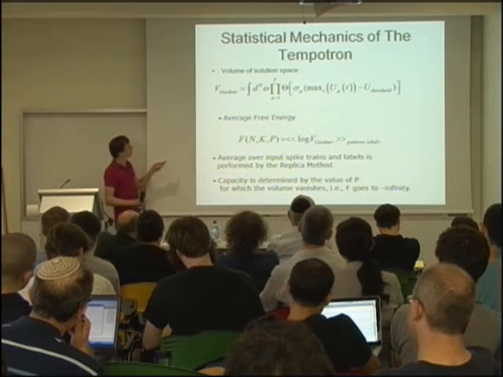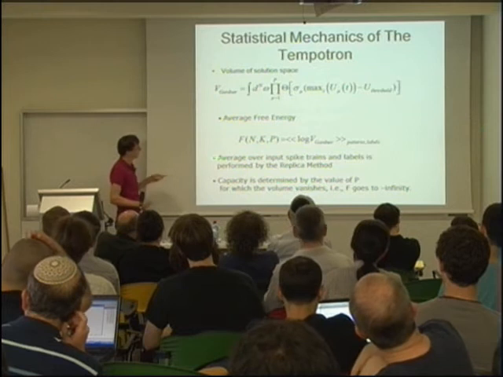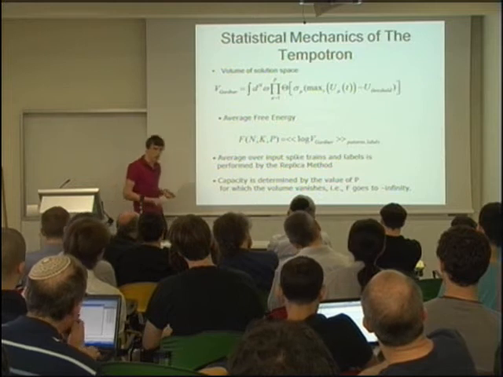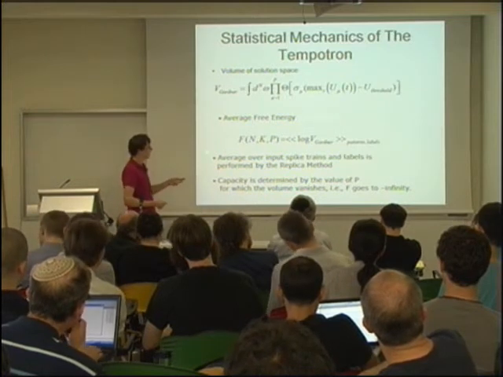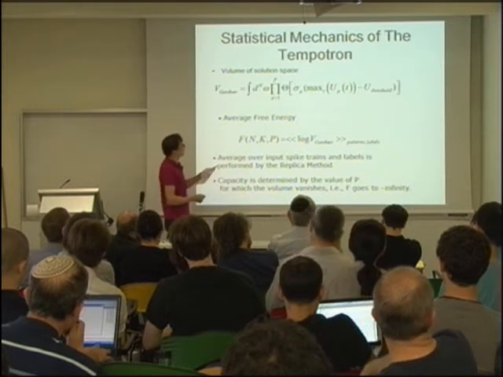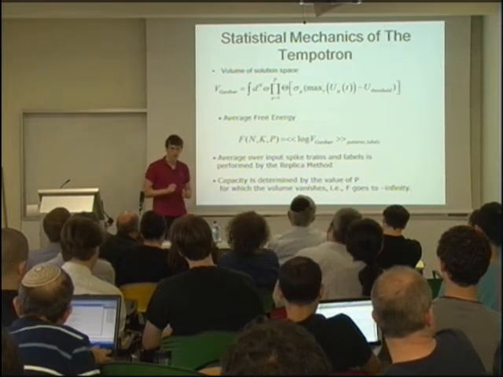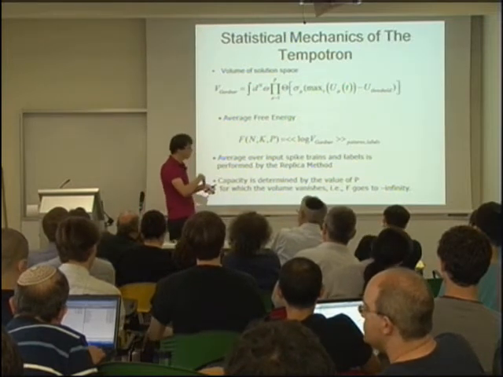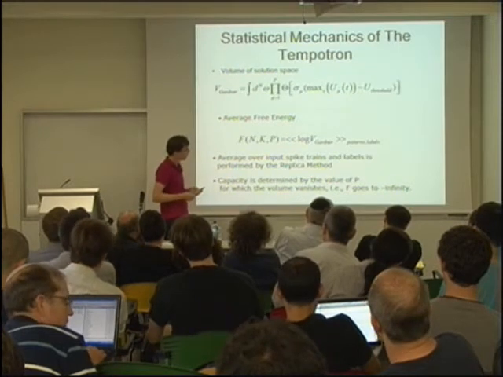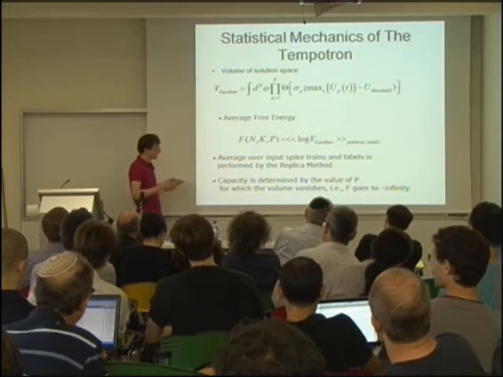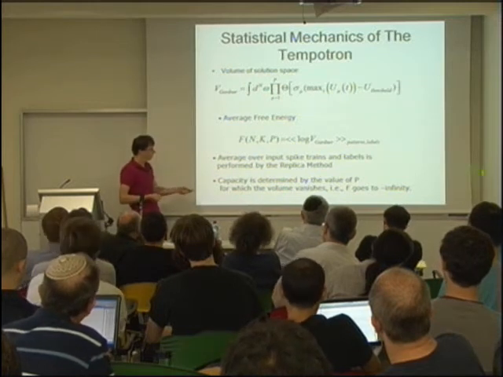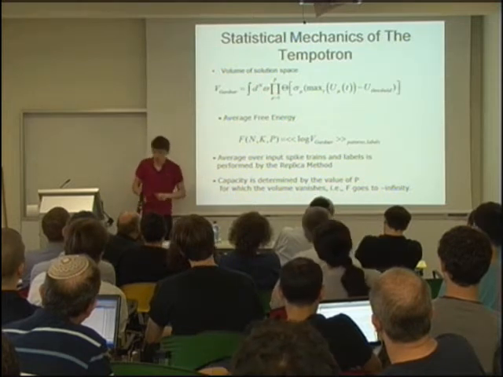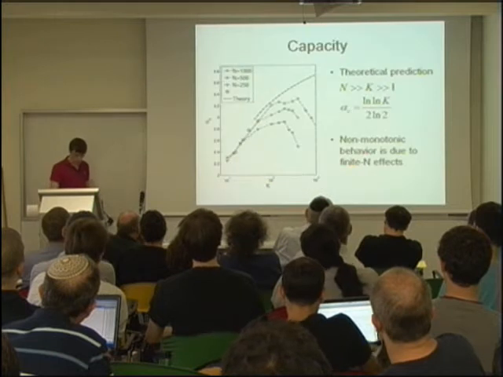So what we do to find out the typical behavior of this volume is to calculate the free energy, the average free energy. This is specifically for a given set of patterns and a given set of labels. What we want to do is find the average over all the input spike trains and labels, and find the capacity, for example, by finding where this volume vanishes or this free energy goes to minus infinity. So this is what we did, and I'll show you the result.